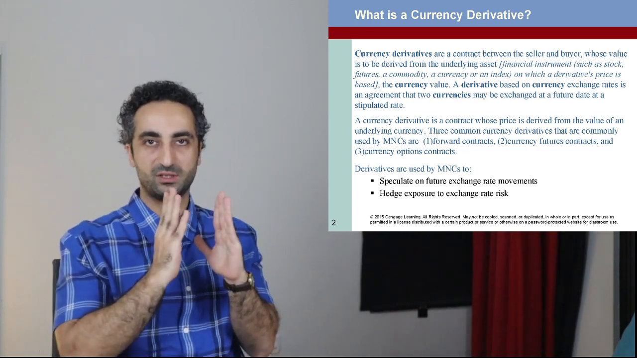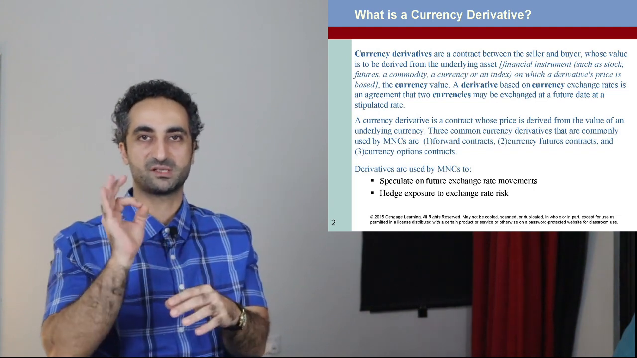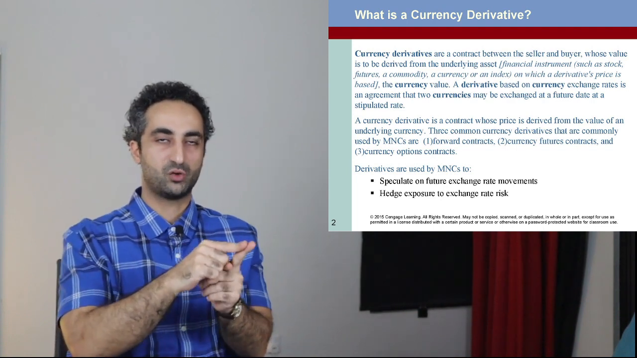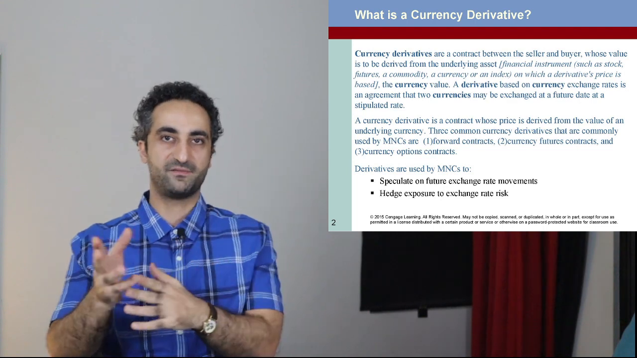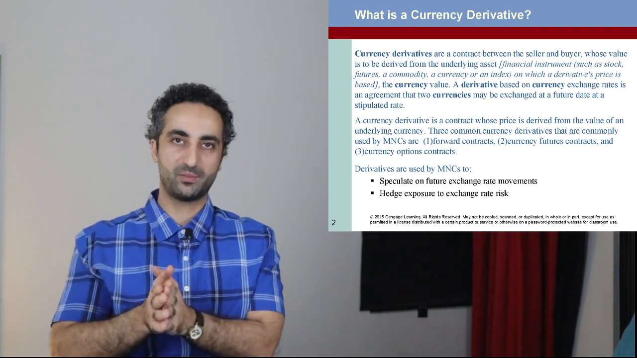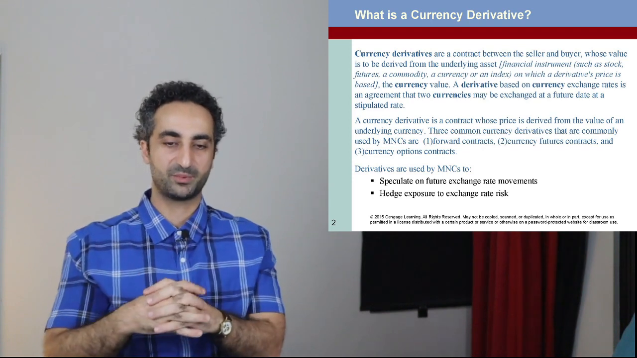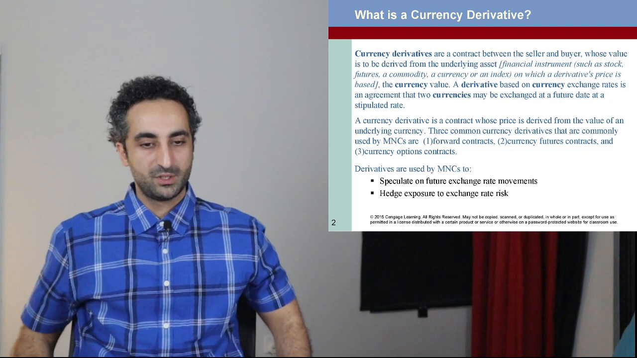However, when we discuss currency derivative, we are specifying derivative for currencies. So it's based on some currency. If the currency appreciates, the value of the derivative shall also appreciate, and vice versa. If it depreciates, the other would depreciate as well. So let's read the definition together.